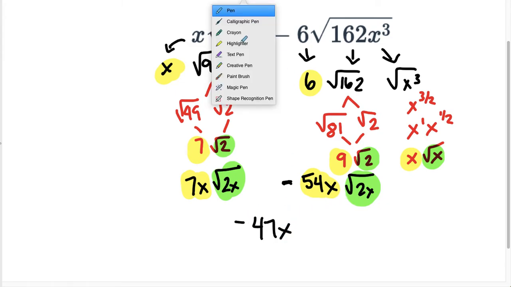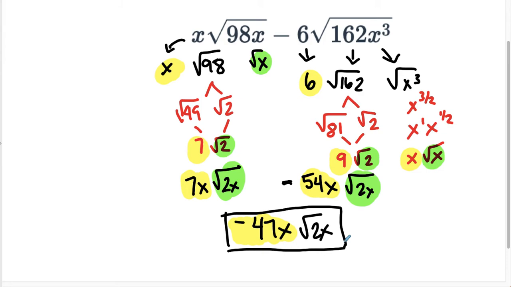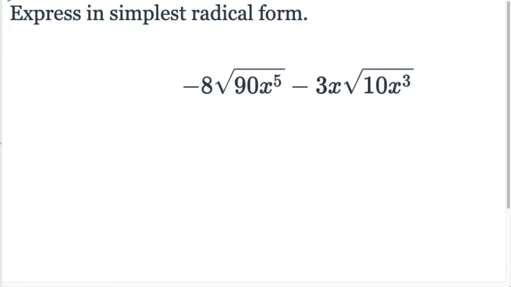Again, I'm going to highlight that in yellow so that you understand they combine. And then my new radicand is the square root of 2x. So altogether, this would be its simplest form: negative 47x square root of 2x. Okay? All right, so let's try this one. Again, pause this video and see if you can do this on your own, and then unpause it when you're ready to see the solution.